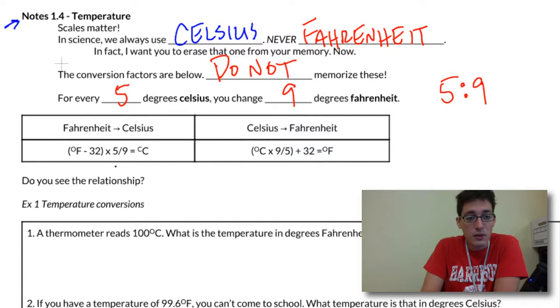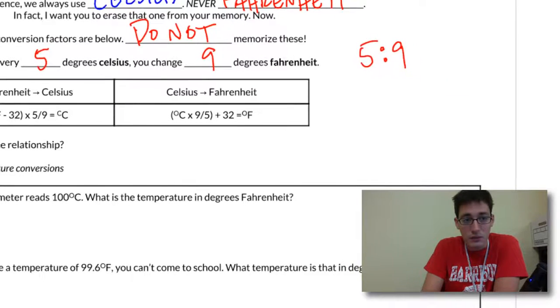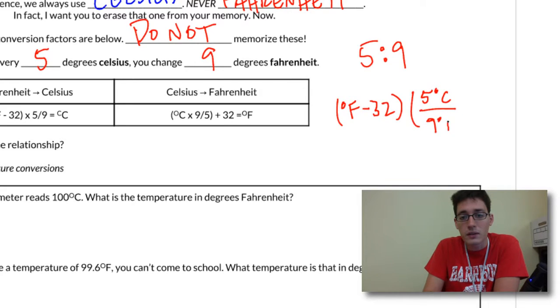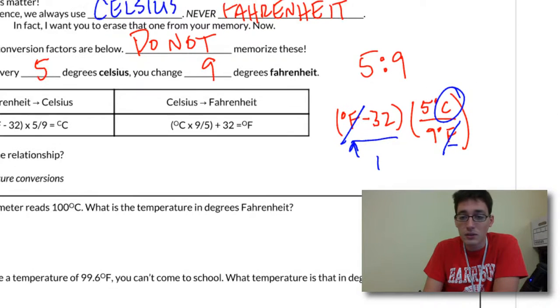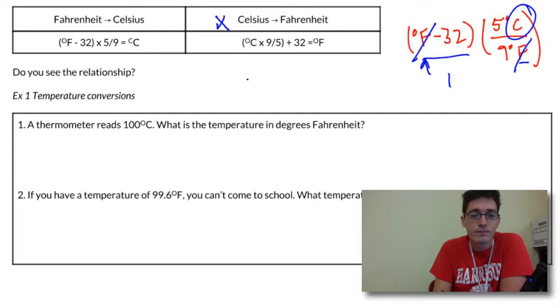So let's rewrite this conversion factor. We've got degrees Fahrenheit minus 32, and then that's multiplied by a conversion factor: 5 degrees Celsius over 9 degrees Fahrenheit. If you remember from our conversion practice, if we've got a Fahrenheit unit on the top, in a numerator, and a Fahrenheit in the denominator, these are going to cancel each other out. That means Celsius is left over as our answer. So let's take a look at our examples.